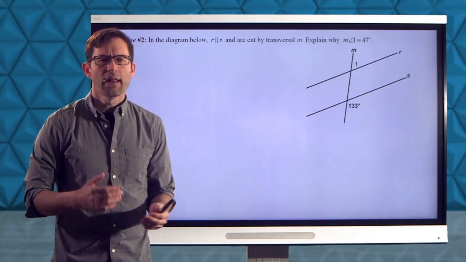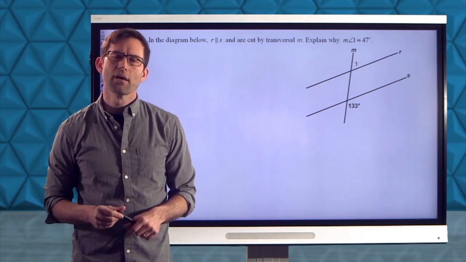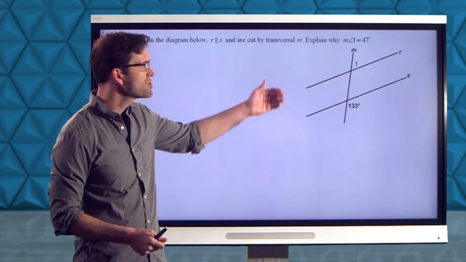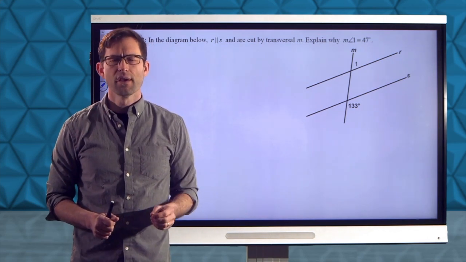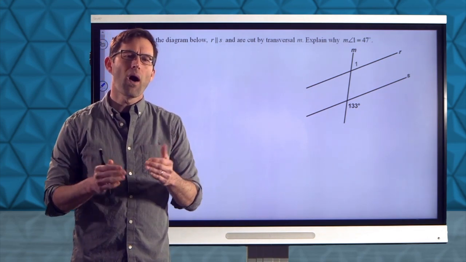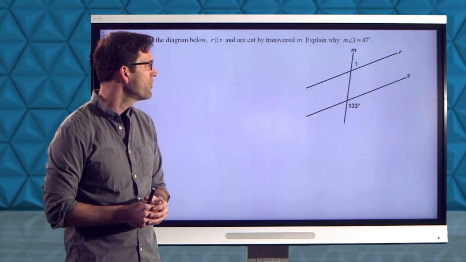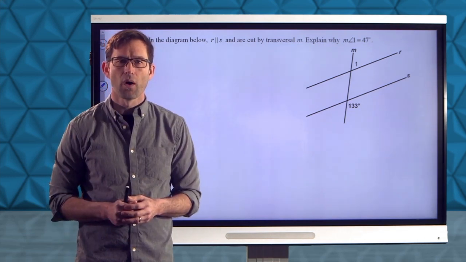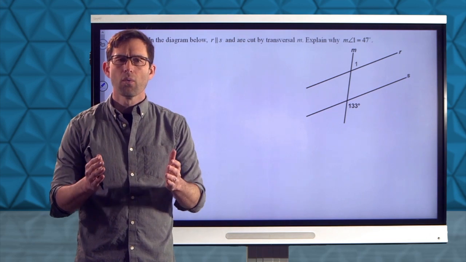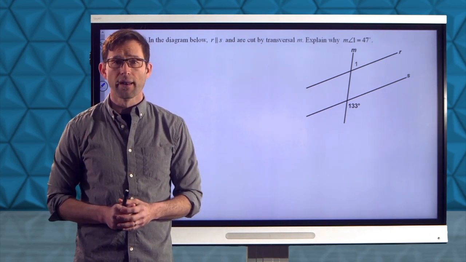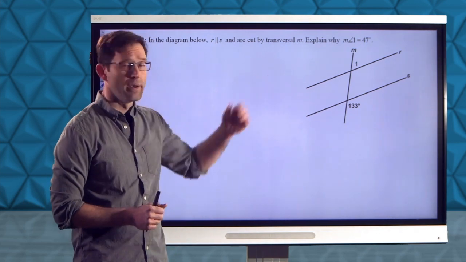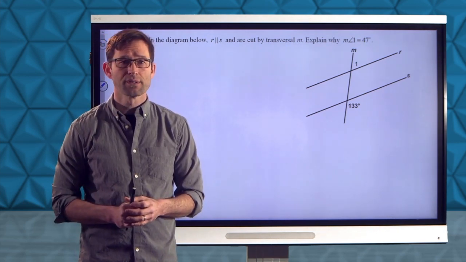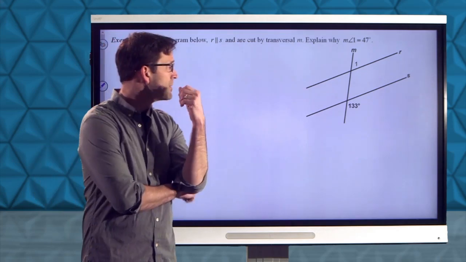All right. Now it's kind of interesting because a lot of times we might just be asked to figure out what the value of the measure of angle 1 is. Here we're asked to explain why the measure of angle 1 has to be 47 degrees. All right. So what I'd like you to do is pause the video right now and think about how you would explain that the measure of angle 1 is equal to 47 degrees. Take a little bit of time.